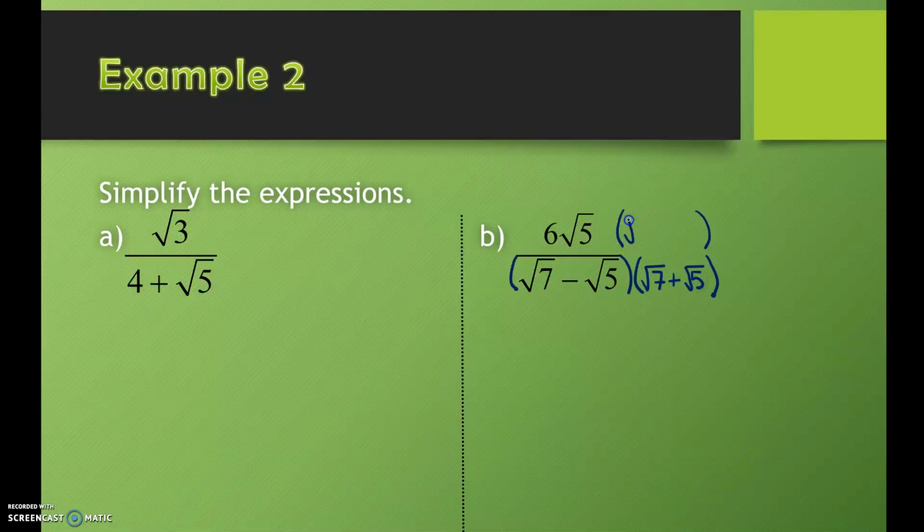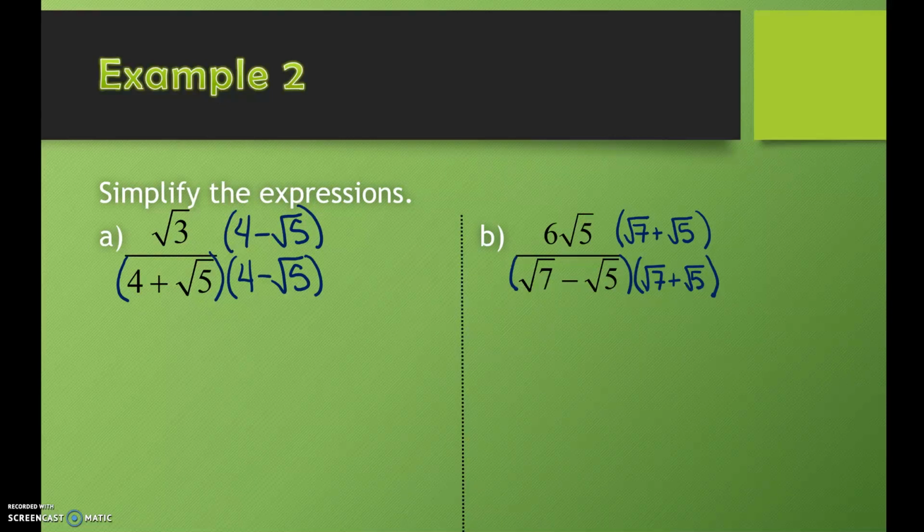So we are going to multiply the top and the bottom by square root of 7 plus the square root of 5. Notice the conjugate is exactly the same as the bottom, just with the other symbol. So if you start with minus, your conjugate is plus. If you start with plus, your conjugate is minus. Really quickly, over here on example A, what would be the conjugate on example A? 4 minus the square root of 5, just so that you've got a little bit of practice finding that conjugate.